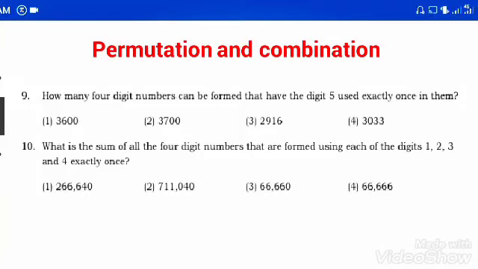Alright, today we'll be going over some really confusing permutation questions.